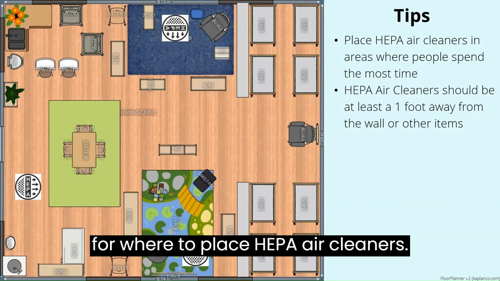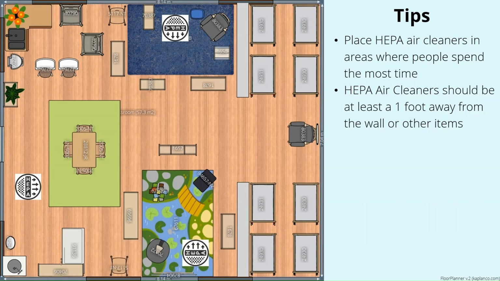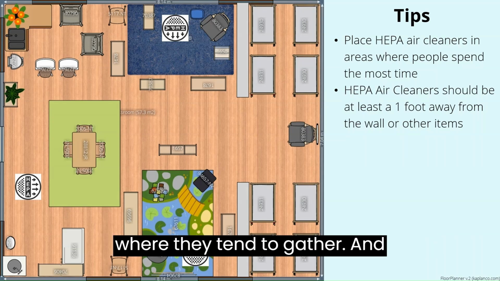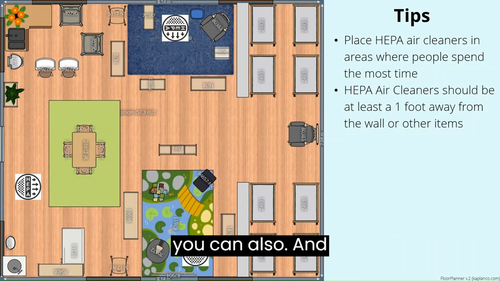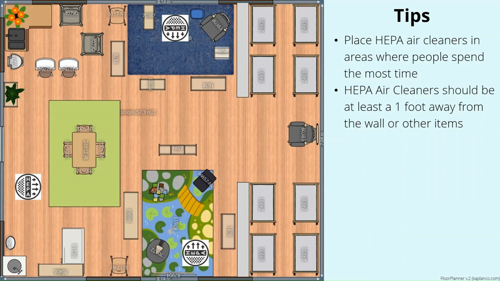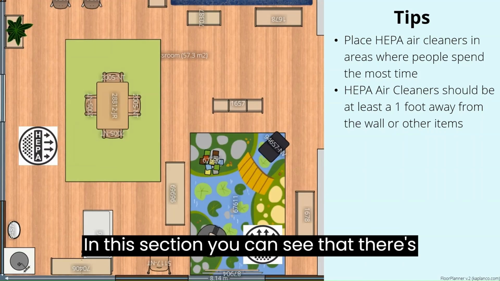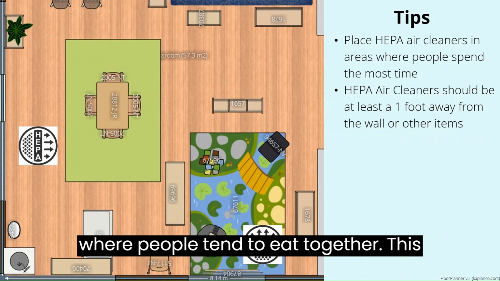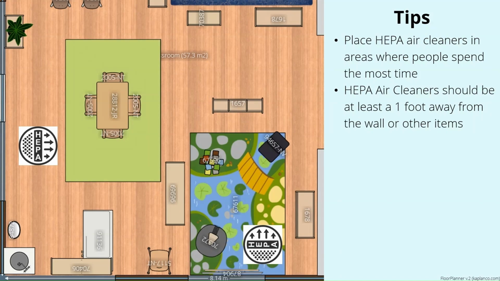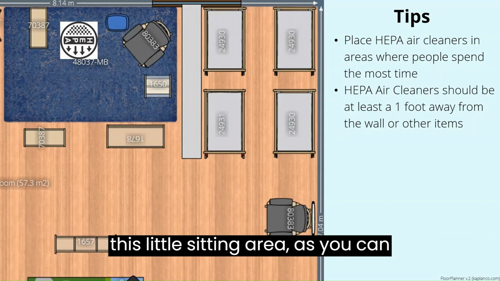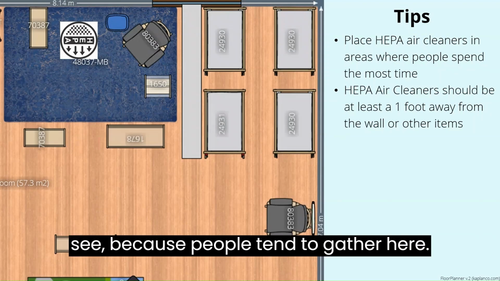Some tips for where to place HEPA air cleaners. You can place HEPA air cleaners in areas where people spend most of their time, so where they tend to gather. And you should place them at least a foot away from the wall or other items. In this section, you can see that there's a little dining table where people tend to eat together. This would be a great place to place a HEPA air cleaner. Another great spot would be right here in this little sitting area, as you can see, because people tend to gather here.